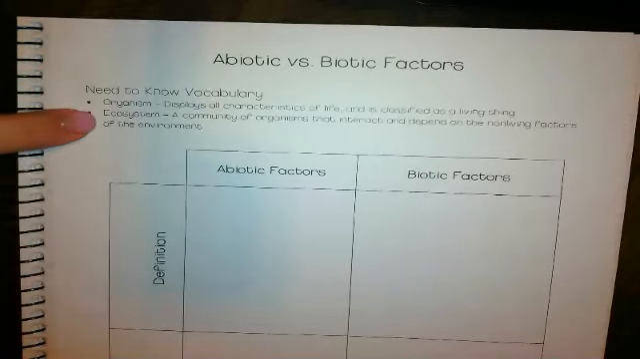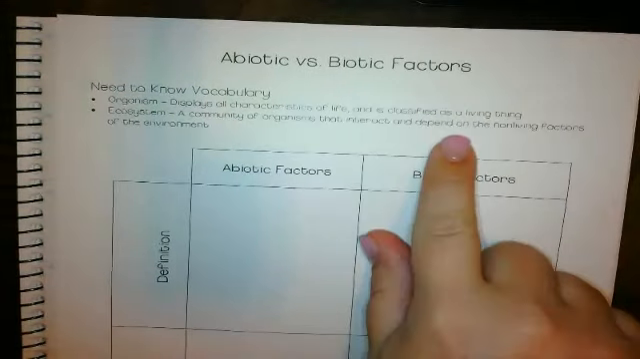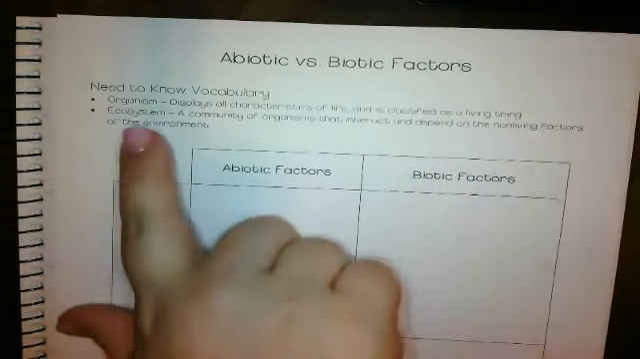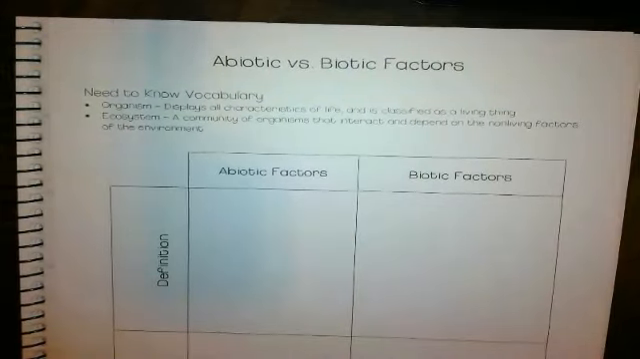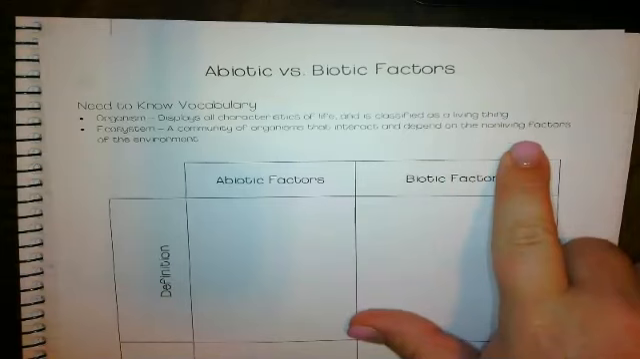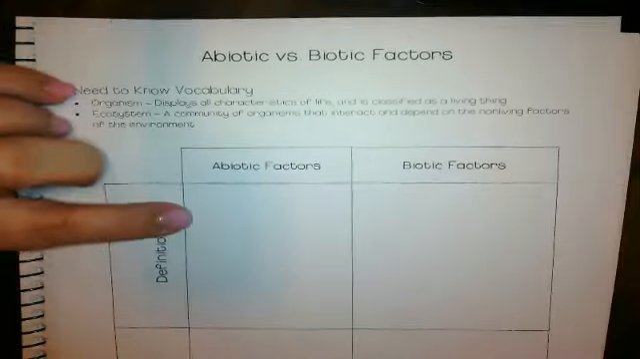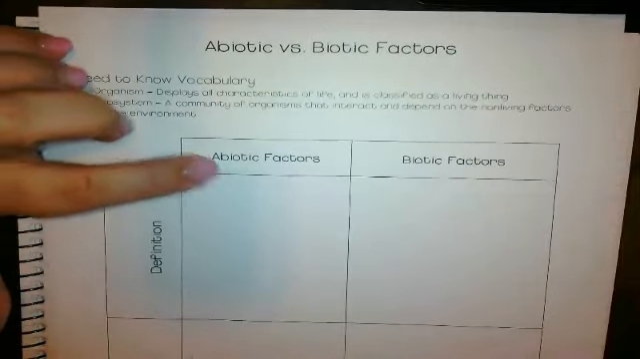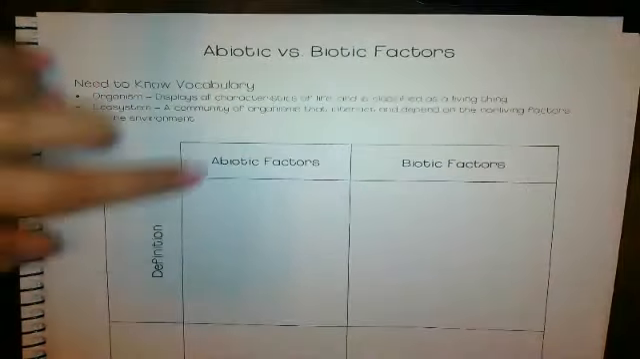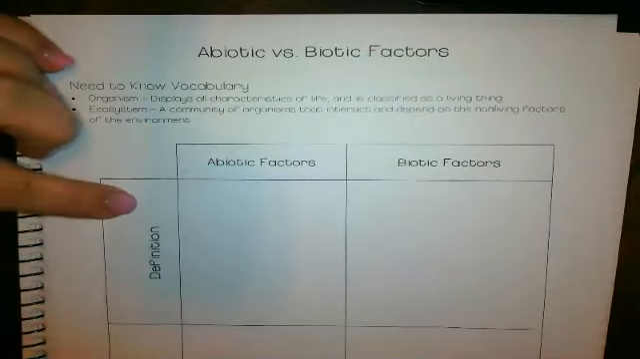An ecosystem is the second term that we're going to take note of. An ecosystem is a community of organisms that interact and depend on non-living factors of the environment. At this point, we've seen the phrase living things and non-living, so hopefully that gives you a hint at what's coming your way. We're going to start in this first box right here under the term abiotic factors. We know by our boxes on either side that we are about to write the definition.